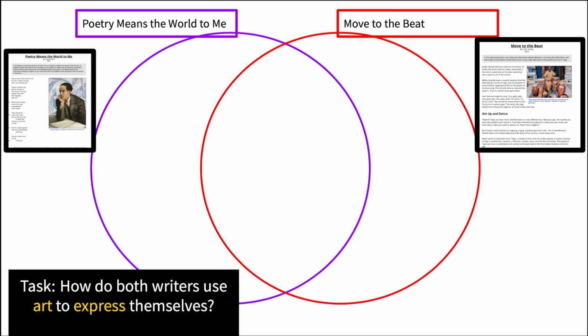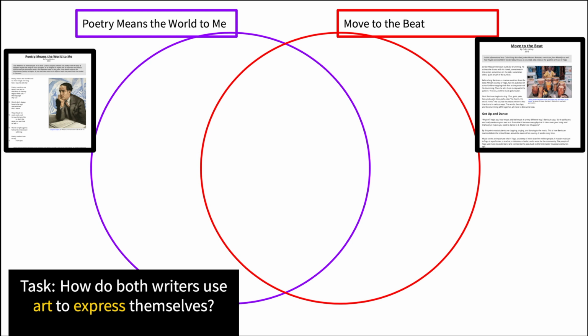Okay, last but not least, step 3 asks us to please put all of our information on a Venn diagram to organize and analyze our thoughts and ideas. So you have seen this before. I have in purple, Poetry Means the World to Me, the poem by Mr. Medina. And then I have in red, Move to the Beat, where we are focusing on the African tradition of storytelling and expressive art through music. So the task is, how do both writers use art to express themselves?